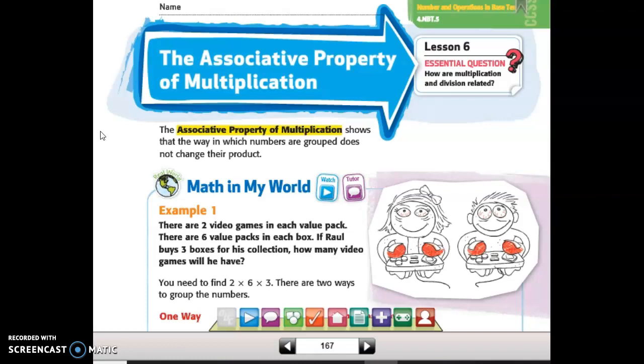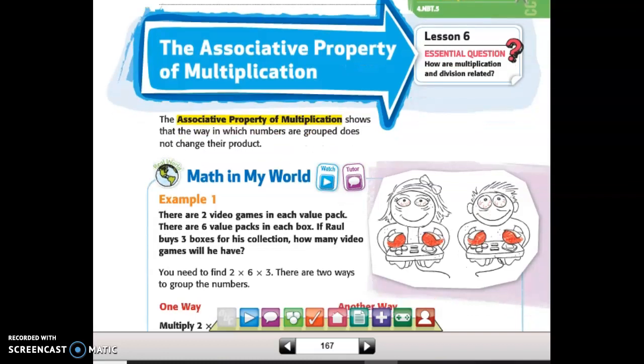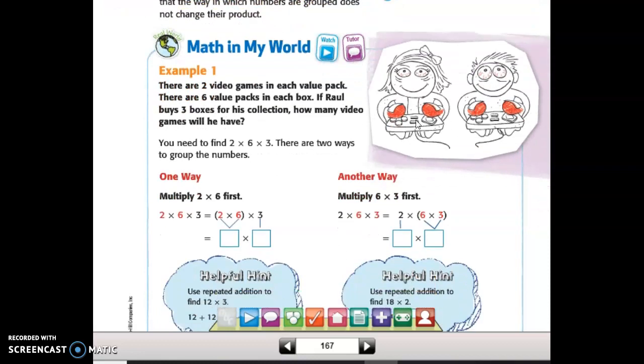The associative property of multiplication shows that the way in which numbers are grouped does not change their product. Example 1. There are 2 video games in each value pack. There are 6 value packs in each box.